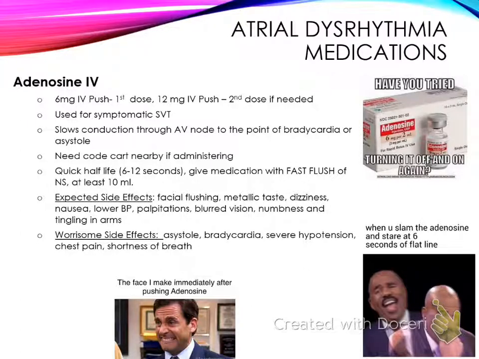You want it getting to the heart fast, so they do want it given centrally, in the AC or a central line. If you give it in a peripheral IV, it just doesn't get to the heart fast enough before its half-life wears off. It's only going to work for 6 to 12 seconds, so if it takes 6 seconds to get there, it doesn't have any effect when it gets there. So we want to give it in the AC or central line so that it can get to the heart right away and work. It's a fun med, if you like worrisome side effects, like asystole.